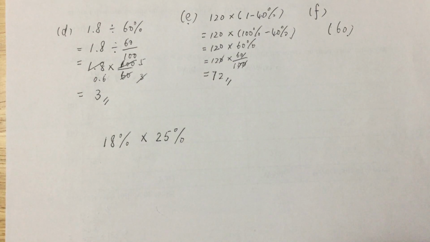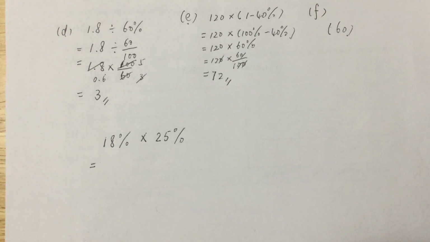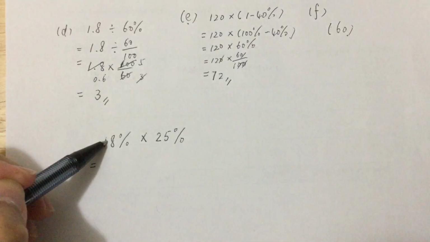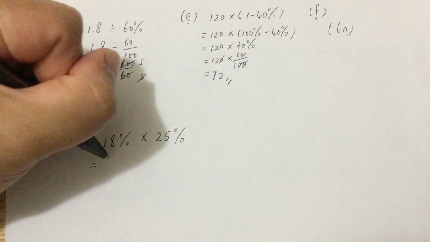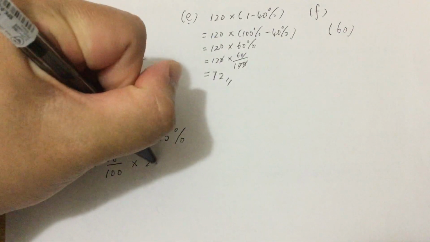What we can do is something like this. We will change one of these back to fraction, but not both of them to fraction. I will show you that I will change one of these two. I will change 18% to 18 over 100 times 25%.